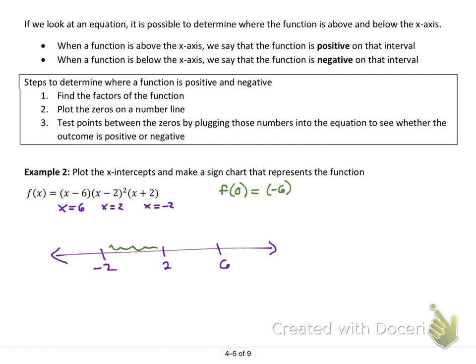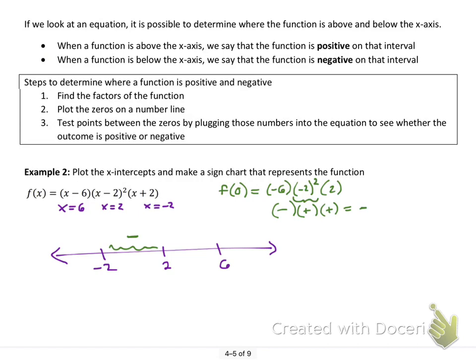0 minus 2 is negative 2, but that's squared. 0 plus 2 is 2. Now, what happens here is if I square a negative, that becomes positive. So it's a positive times a positive times a negative. Well, a positive and a positive make a positive, so a negative times a positive is just negative. So that means that this interval right here is going to be negative. You see how I did that?